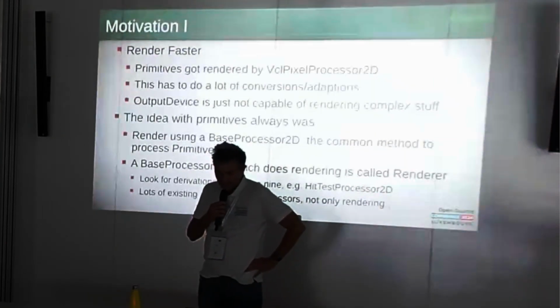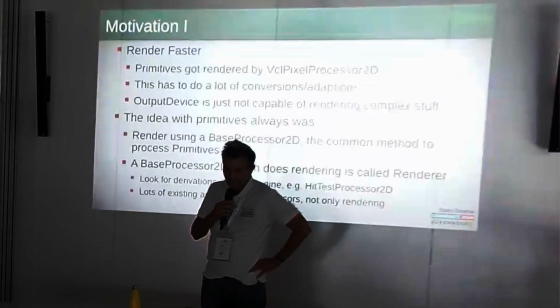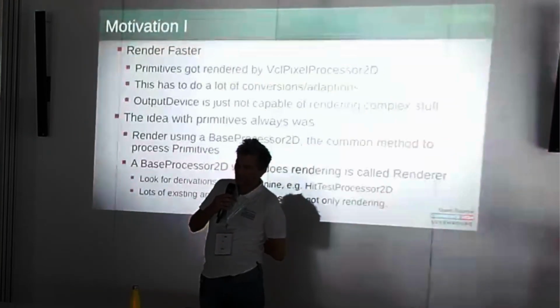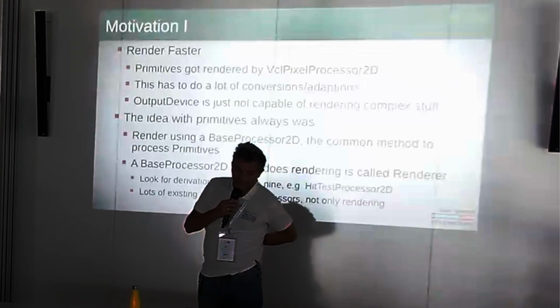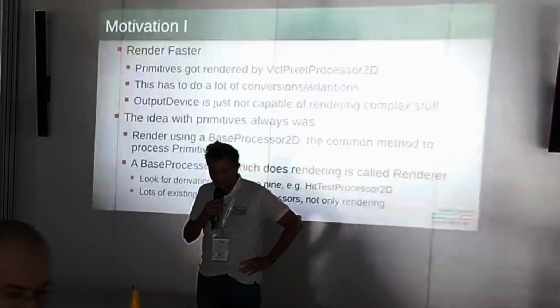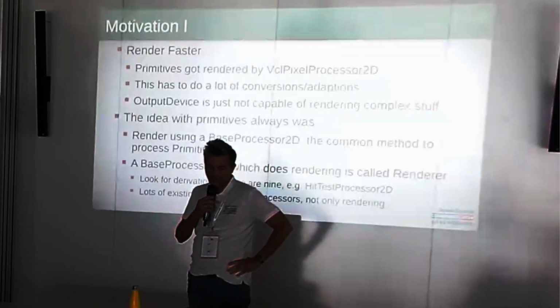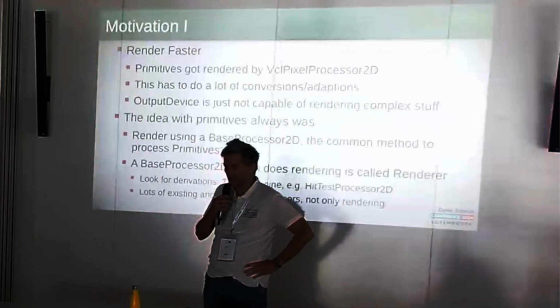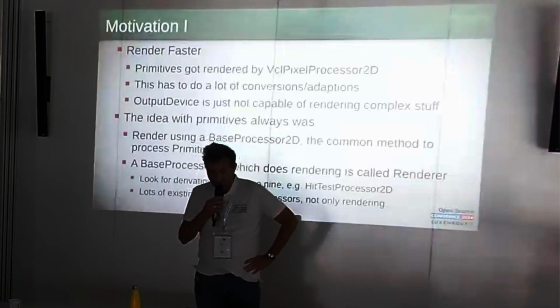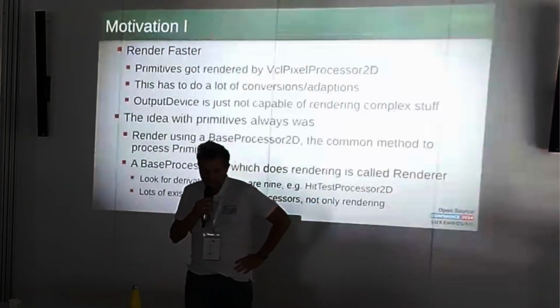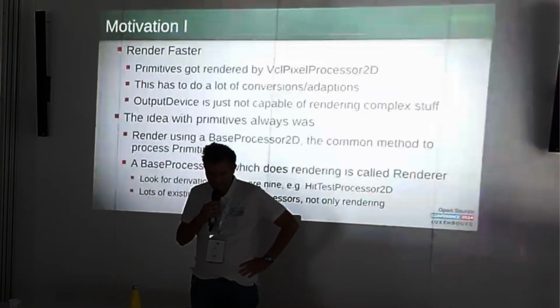So up to now, primitives get rendered by a pixel processor. All the primitive technology stuff is about describing geometry and throwing it at a renderer, and the renderer is more or less a special version of a primitive processor. So that's the background.